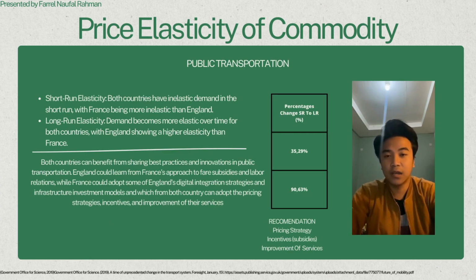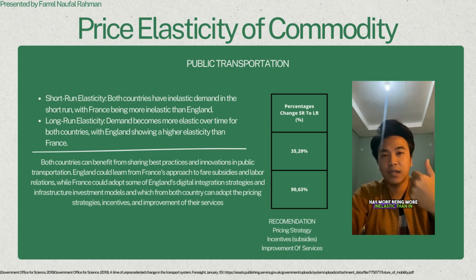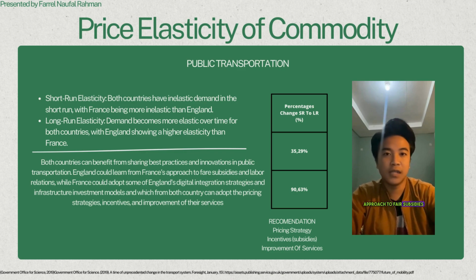And then the next one is the comparison of short run and long run. In the short run, both countries have inelastic demand, with France being more inelastic than England. In the long run, demand becomes more elastic over time for both countries, with England showing higher elasticity than France. Both countries can benefit from sharing best practices in innovation in public transportation. England could learn from France's approach to fare subsidies and labor relations, while France could adopt some of England's digital integration strategies and infrastructure.